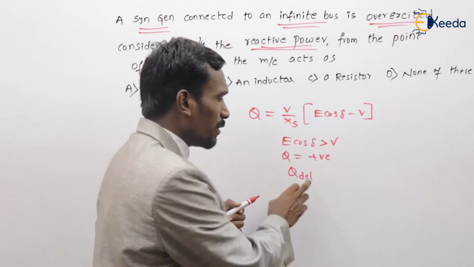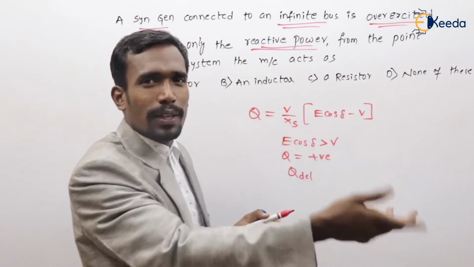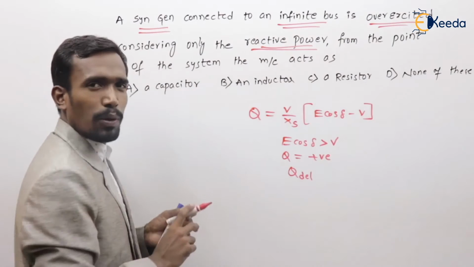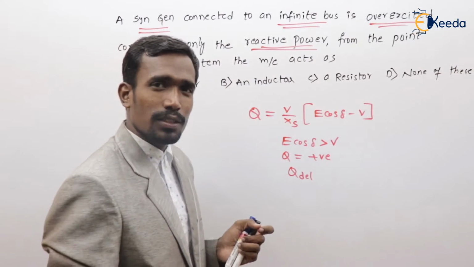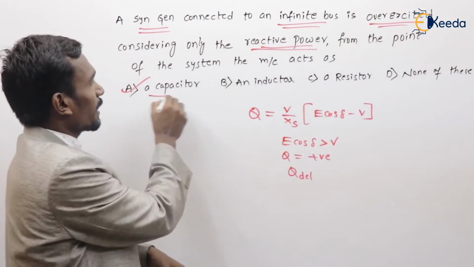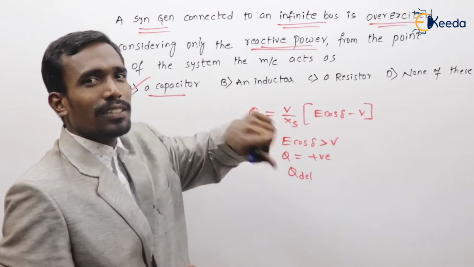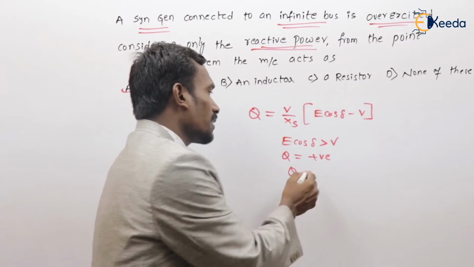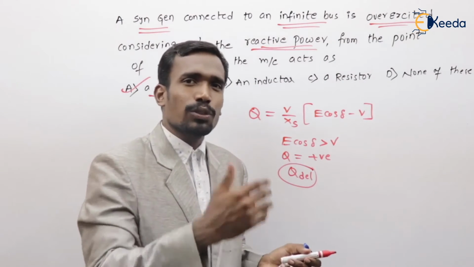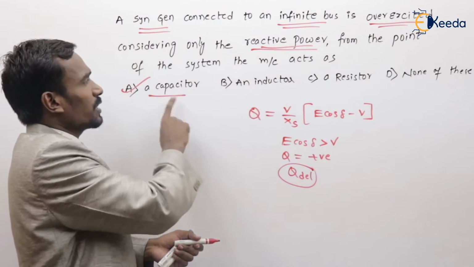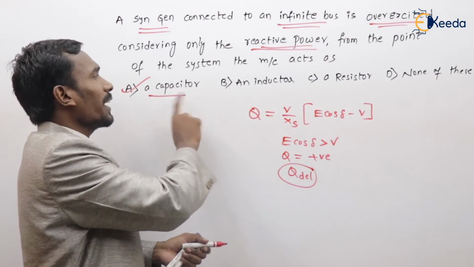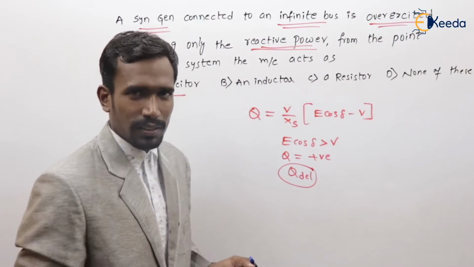So whichever delivers the reactive power, which one delivers the reactive power? The capacitor delivers the reactive power. So our answer is a capacitor. The machine acts as a capacitor because Q is positive, Q is delivered to the system. That's why here the machine is nearly equal to a capacitor.